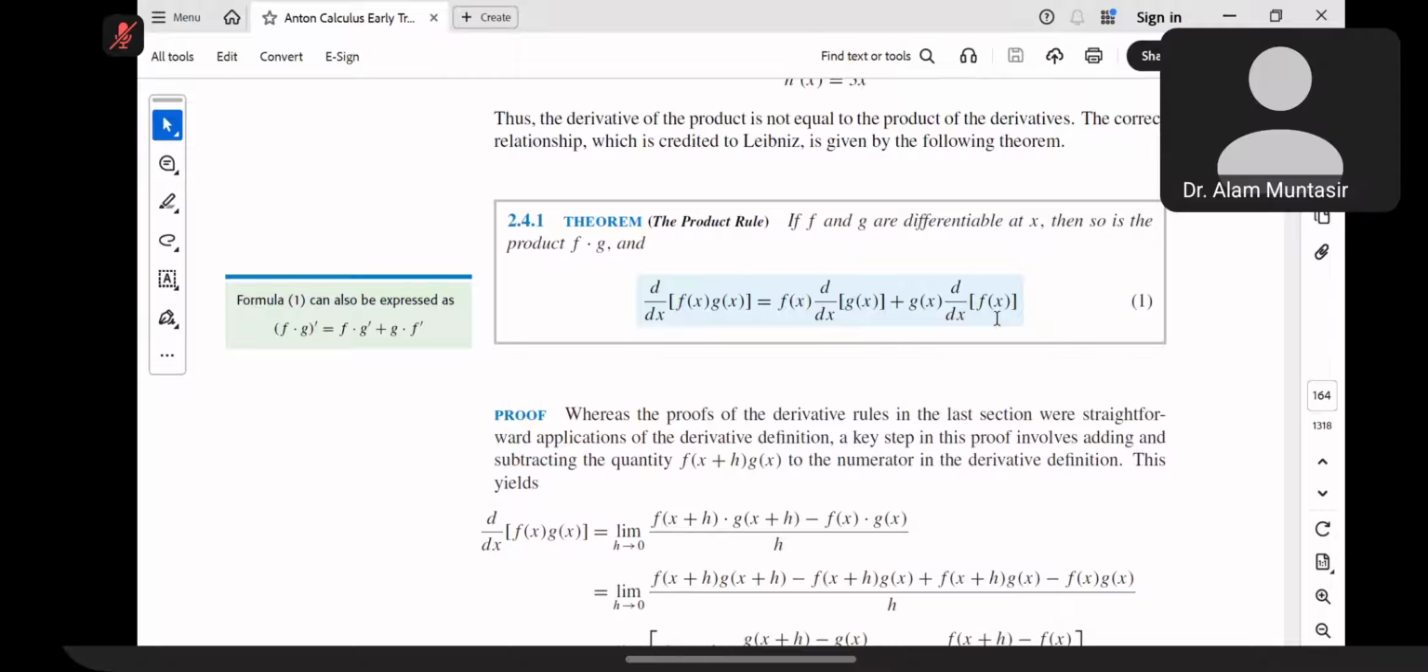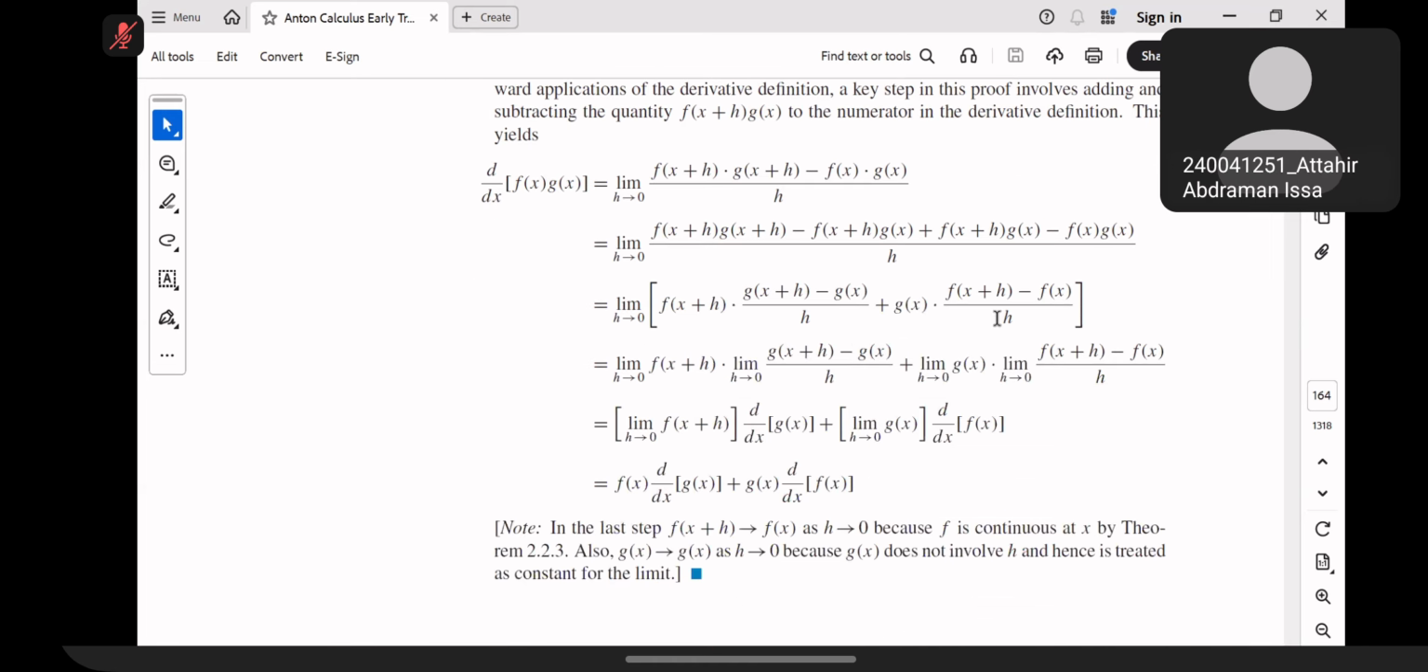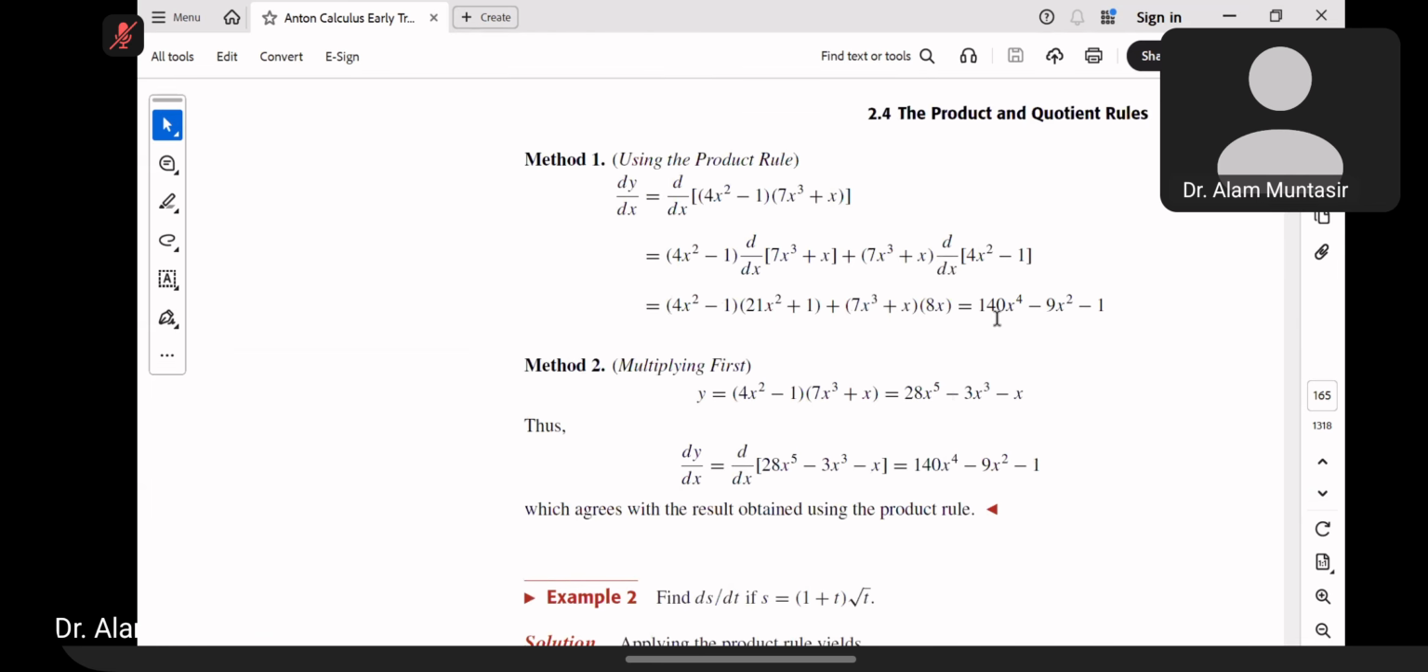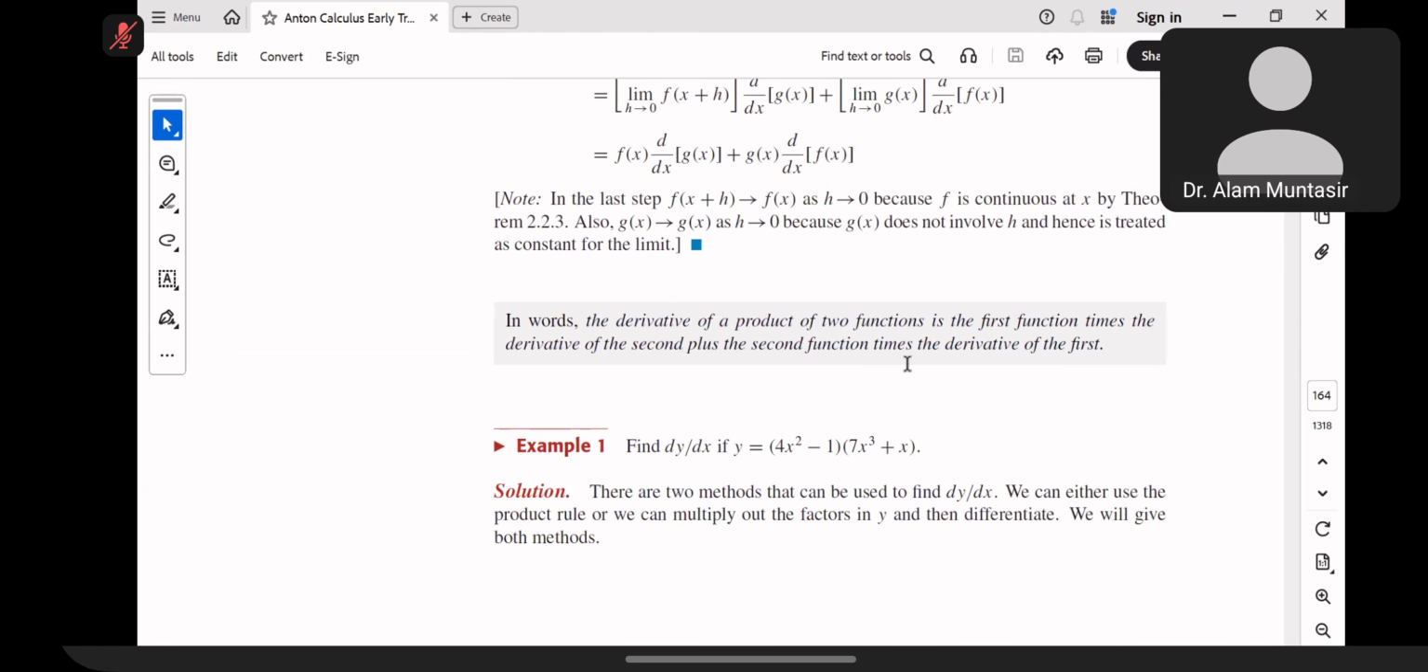Do you understand this rule? Yes, sir. Yeah, I think you solved a couple of problems beforehand using this rule, right?